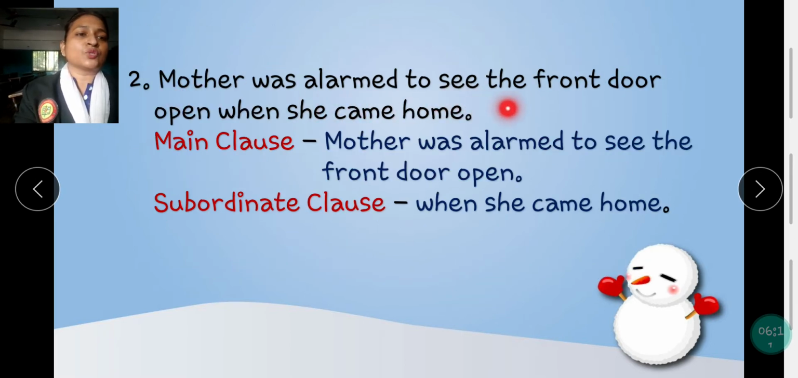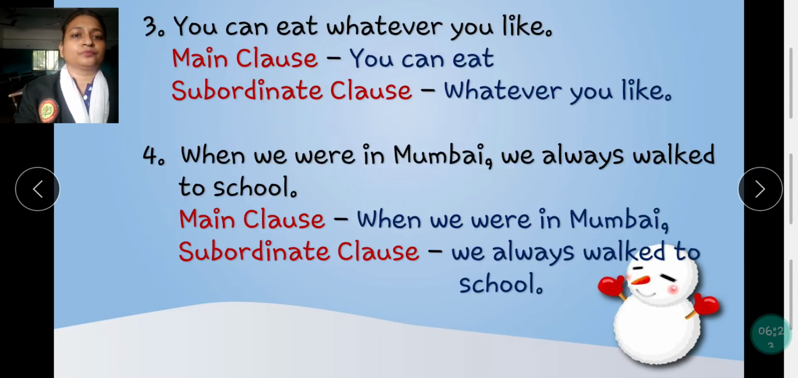Mother was alarmed to see the front door open when she came home. So the main clause is mother was alarmed to see the front door open, and the subordinate clause is when she came home. You can eat whatever you like. Main clause is you can eat. Subordinate clause is whatever you like. When we were in Mumbai, we always walked to school. When we were in Mumbai is the subordinate clause and the main clause is we always walked to school.